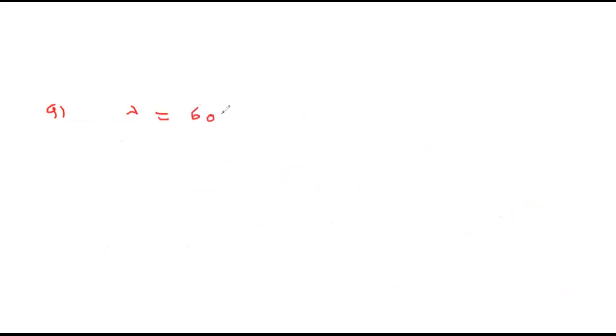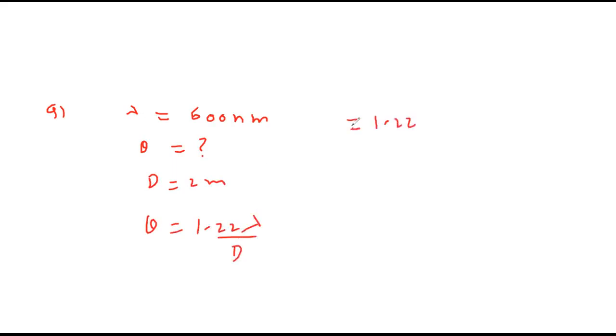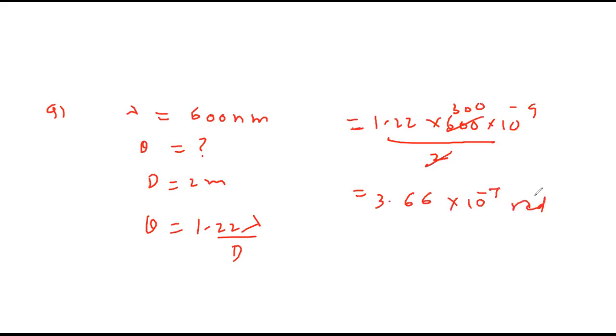Assume that light of wavelength 600 nanometer is coming from a star. Limit of resolution, that is theta, if diameter is 2 meter. So it is 1.22 lambda by d. 1.22 into 600 into 10 raised to minus 9 upon d, which is 2. That is 3.66 into 10 raised to minus 7 radian. That is the answer. This is what was asked. So how simple is it? Write this solution, then I'm starting with MCQ.